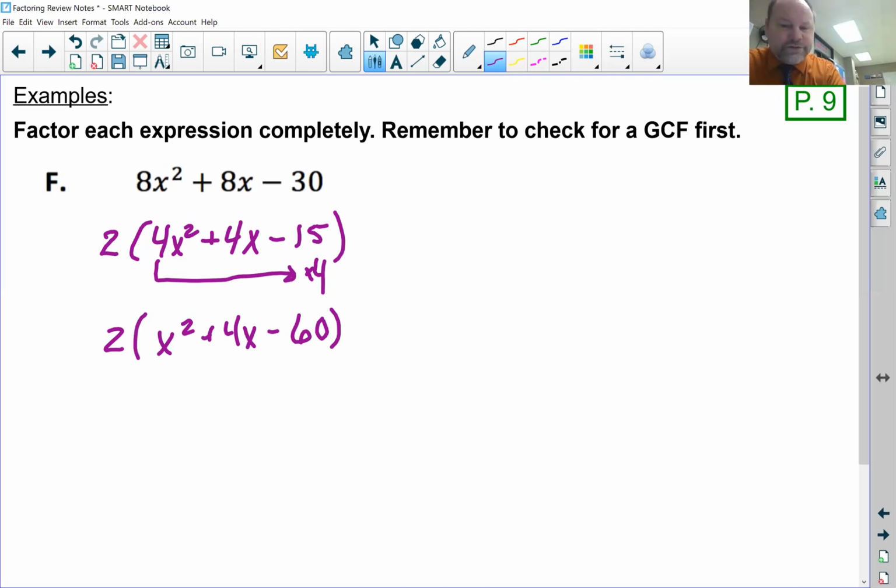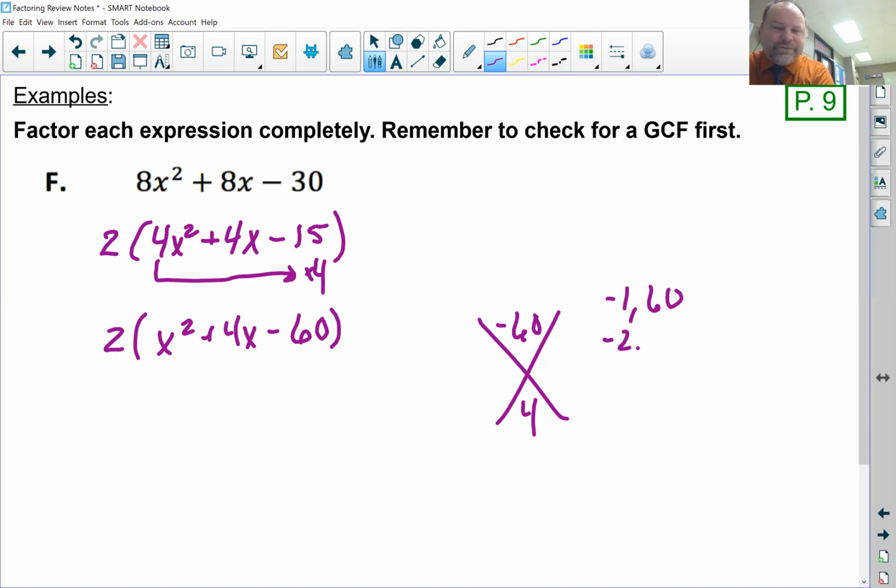Find 2 numbers that multiply to -60, add to +4. So we are going to have a positive and a negative factor. And the larger factor in this case has to be positive because we're adding 4x. So -1 and 60. That doesn't add to 4.